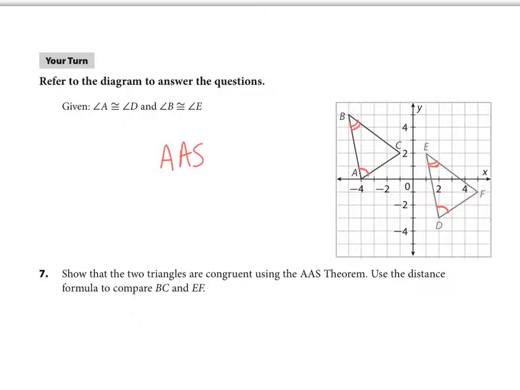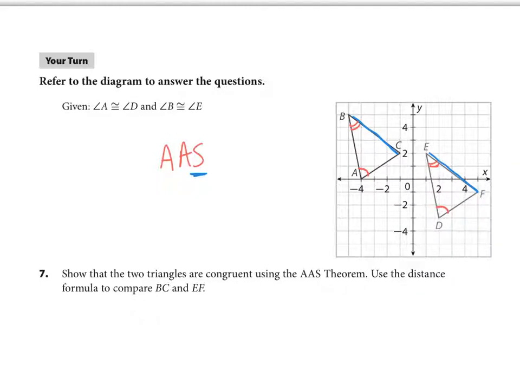AAS means that we are going to use 2 pairs of angles, which we already have. We don't need to prove that anymore. It's given to us. But we need our pair of sides. Now, the pair of sides to use AAS, remember, needs to be the non-included side. The included side is AB between these 2 angles, and DE. And that means we want to show that BC is congruent to EF. Those are non-included sides.